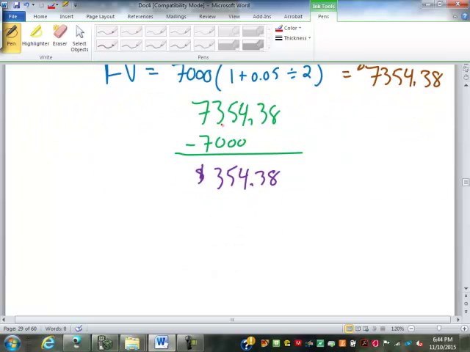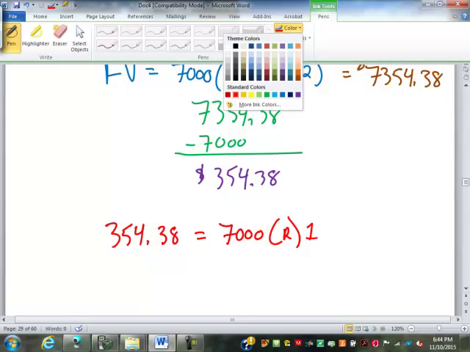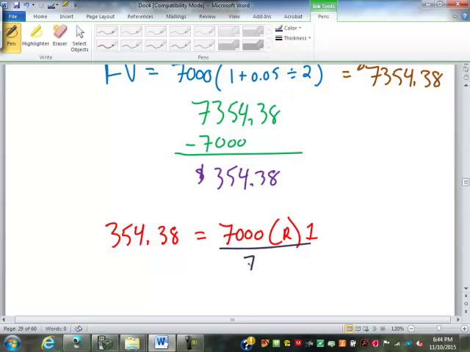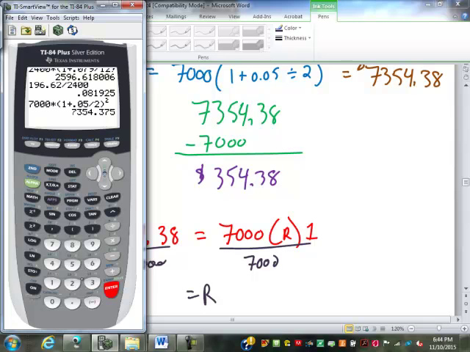So our effective rate, 354.38 equals 7,000 times the rate times 1 year. So divide by 7,000. We get that our rate is 0.05063.